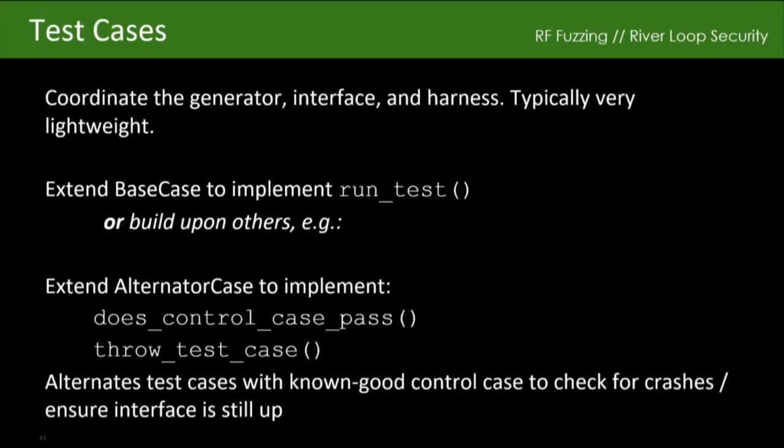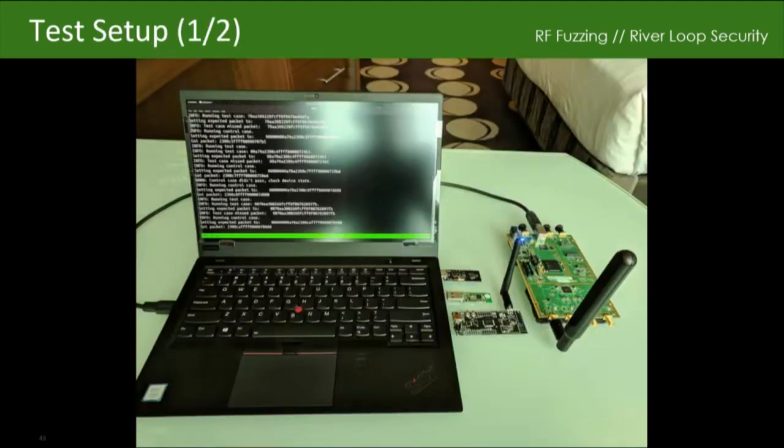Lastly, we tie this all together by implementing a test case. This is what coordinates the generator, the interface, and the harness. This is typically very lightweight, and we have some that are defaults and some that you can extend. Today, we'll be using what we call the alternator case. Very straightforward. Send a good frame, see what happens. Send a fuzzing frame, see what happens. Good frame, fuzzing frame, etc. The purpose for that is to just alternate between known good states to see if we're still operational after injecting.